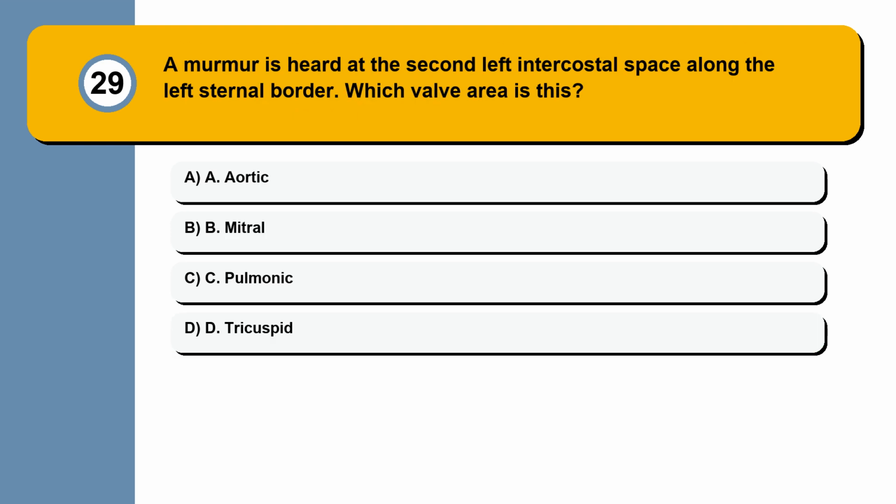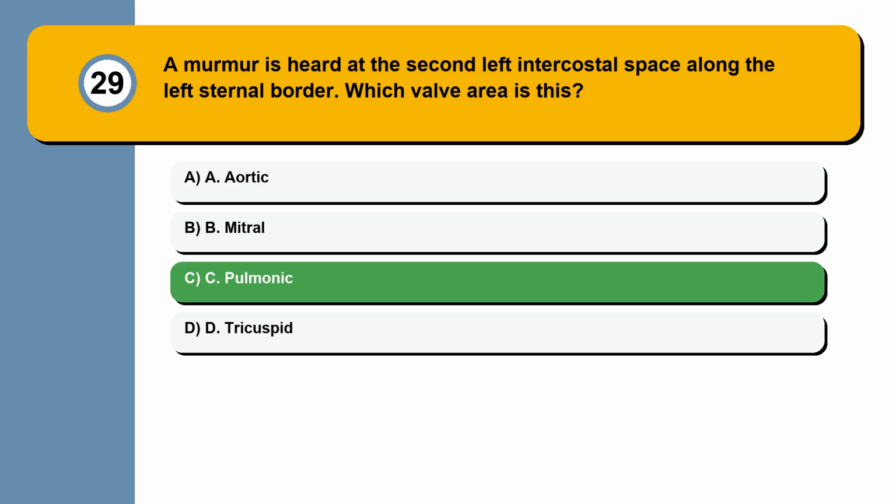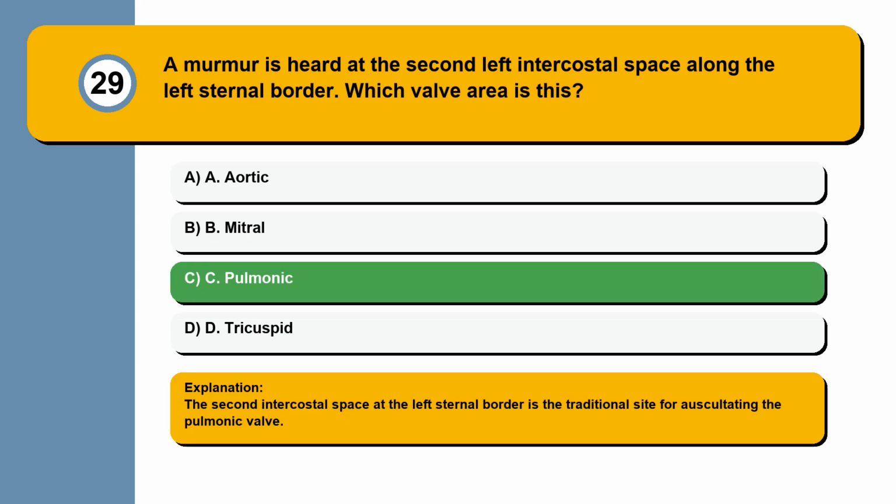Question 29. A murmur is heard at the second left intercostal space along the left sternal border. Which valve area is this? A. Aortic. B. Mitral. C. Pulmonic. D. Tricuspid. The second intercostal space at the left sternal border is the traditional site for auscultating the pulmonic valve.